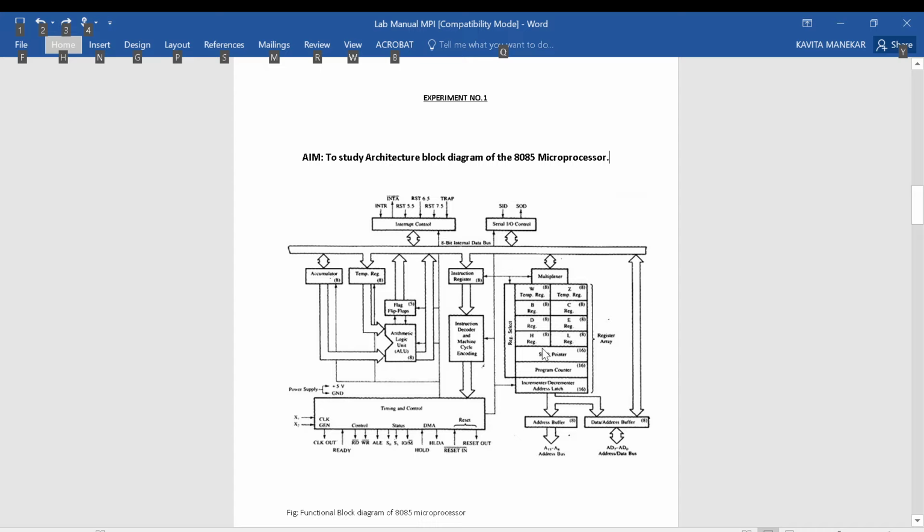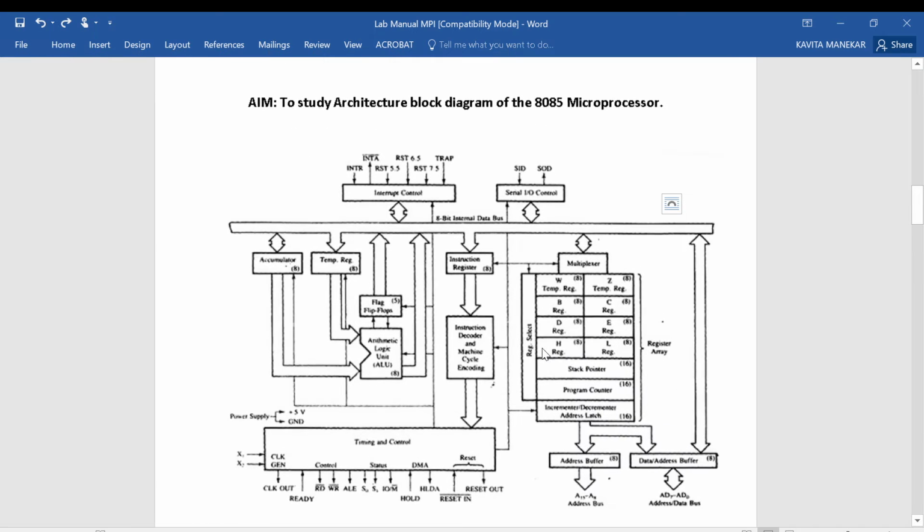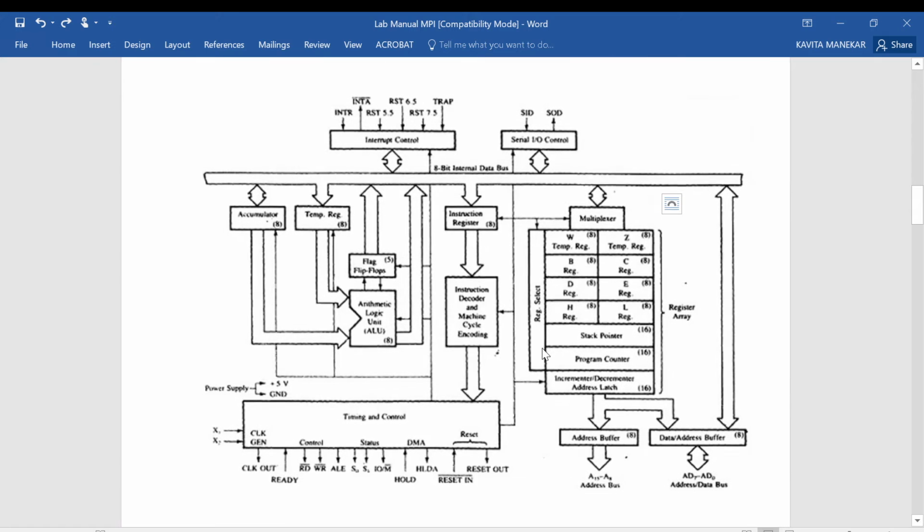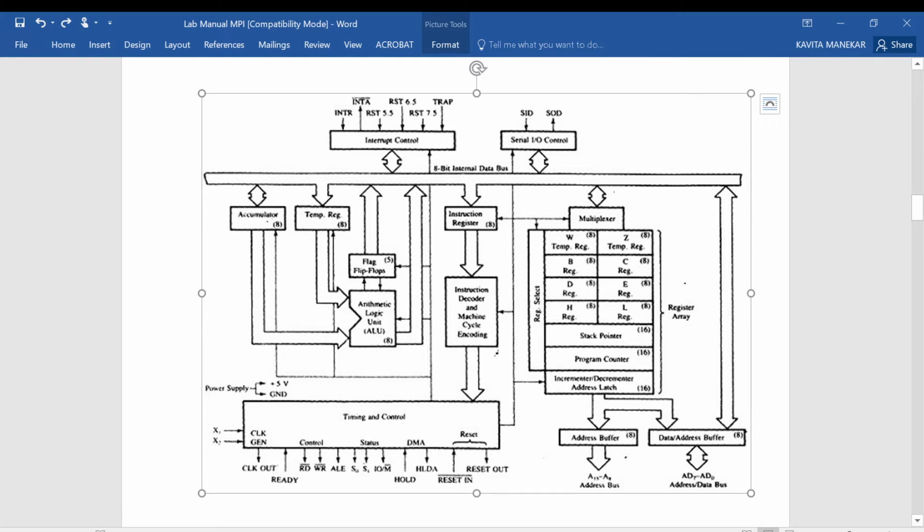Now this is the functional block diagram of 8085 microprocessor. You can see the different blocks in the architecture or in the functional block diagram. So we will go for the detailed description of each block one by one.